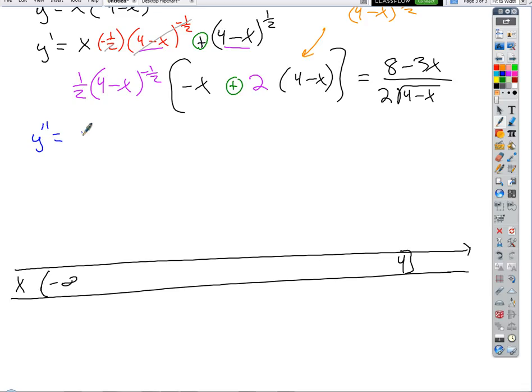So we get 2 times, I'm going to write these as fractional exponents, 4 minus x to the 1/2, right? Times the derivative of the top, which is what? Good, -3. Minus, right, it's quotient rule, minus high-D low. So the top is 8 minus 3x.